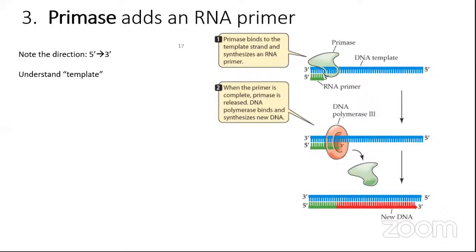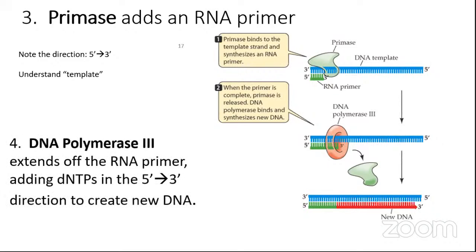So here the direction is 5' to 3', and the strand being copied is called the template strand. I have said this because the DNA polymerase 3 extends the RNA primers in the 5' to 3' direction.